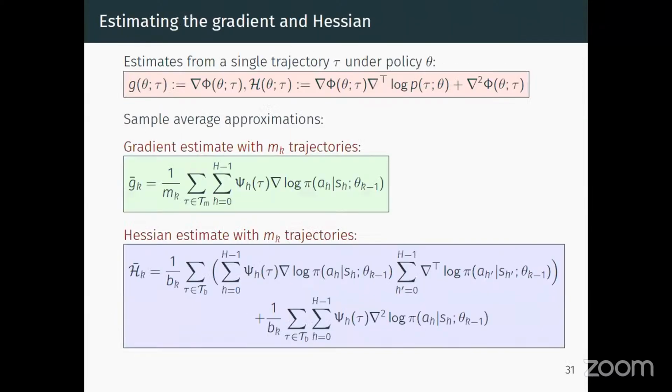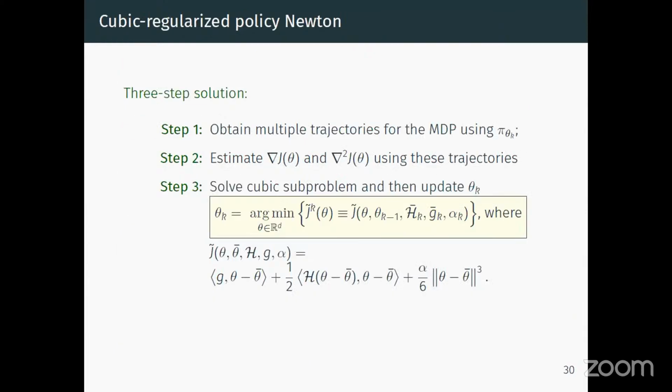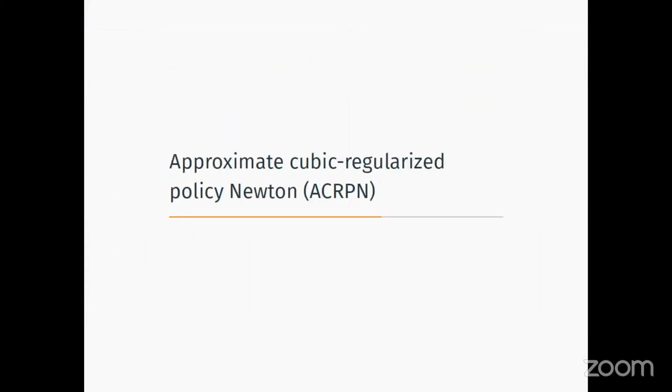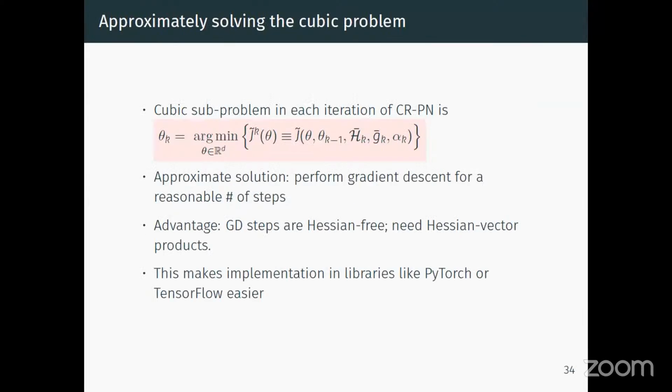So one thing that nobody has complained about is how are you going to solve this? Nobody has complained about this. It's good to raise your voice. Thanks. So the way to do it is to solve this cubic model, I can do gradient descent.